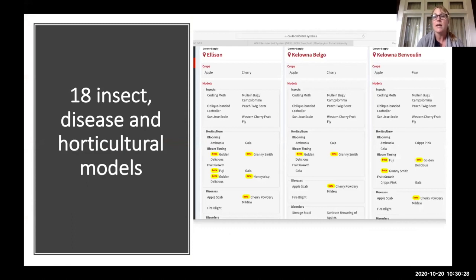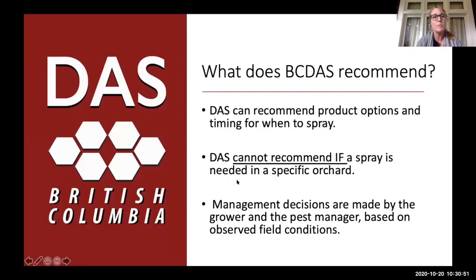We're currently running 18 insect, disease, and horticulture models, and I'm showing you a couple examples here where the grower can choose which crops they have in their orchard: apple, cherry, pear, and soft fruit, as well as a number of models for insects, some bloom models and fruit growth models that relate to apples only at this point, and a number of diseases that are available on the system. There's more models being added all the time, and we're working closely with Washington State University to help to launch some of the models that are being locally developed as well for pests that are relevant to us.